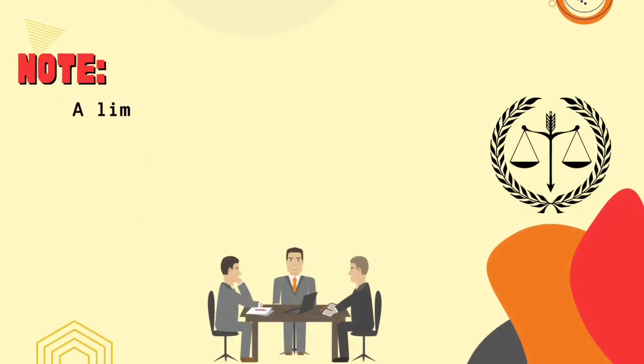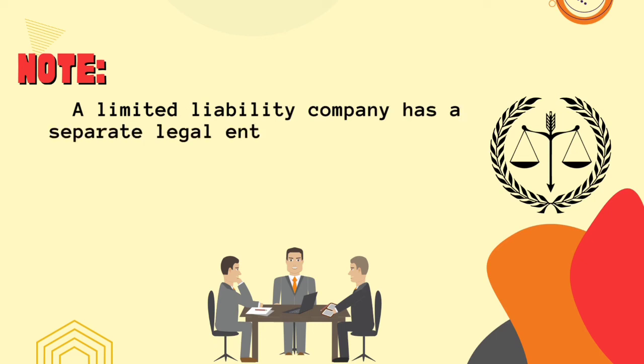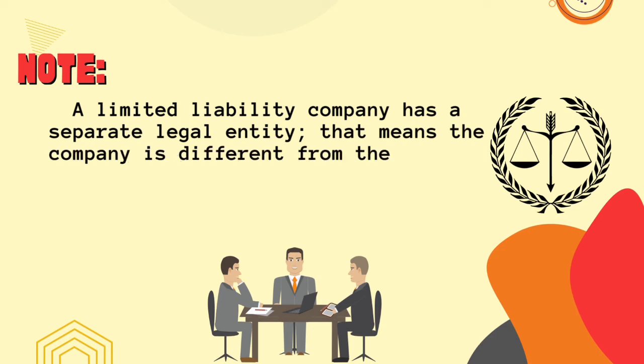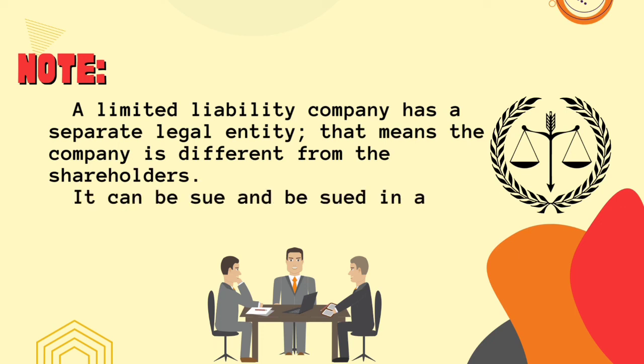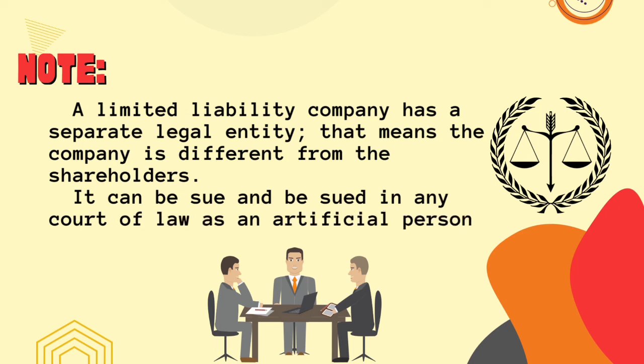Now, take note that a limited liability company has a separate legal entity. That means that the company is different from the owners, the shareholders. So the company can sue or can be sued in any court of law as an artificial person. Because it has a separate legal entity, if someone has an issue with the company, the person is not having an issue with the owners of the company, because the company is an artificial person. So that's what we mean by a separate legal entity.